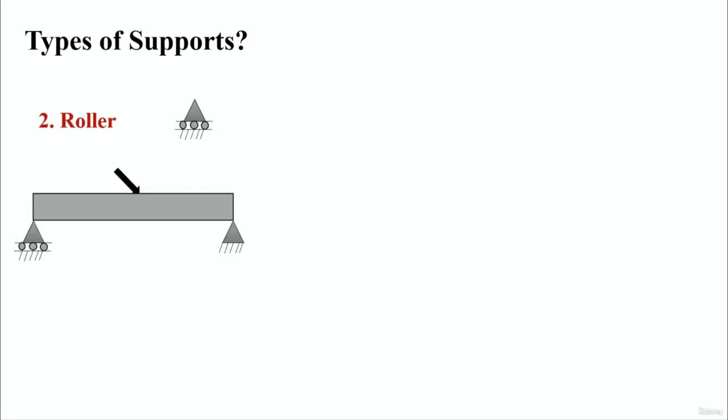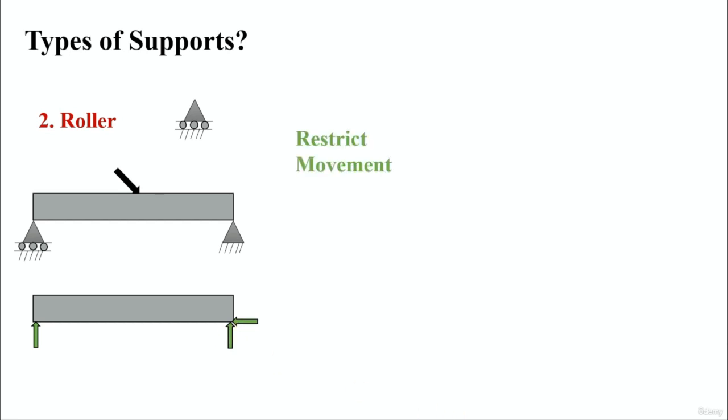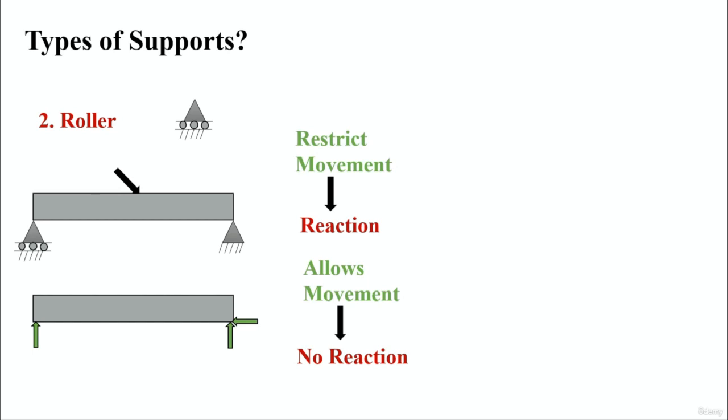Next one is roller support. In this beam we are having one side roller support and one side hinged support. Let's see the reactions. Roller support will be having only vertical reaction, and hinged support we are having vertical reaction as well as horizontal reaction. You have to remember this one. If the support restricts the movement, there will be a reaction. If the support allows the movement, there will not be any reaction.